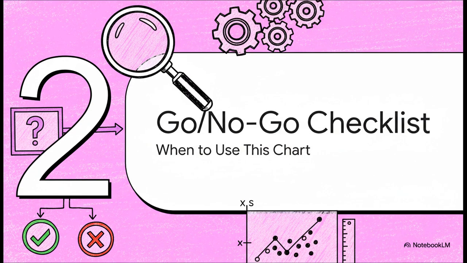Okay, so we've got the foundation. Now, here's where expertise really comes in. It's not just about knowing how to use a tool, it's knowing exactly when to use it. If you apply the wrong chart to your data, you're pretty much guaranteed to make bad decisions based on bad conclusions. So let's run through the go/no-go checklist for the XBAR S chart.